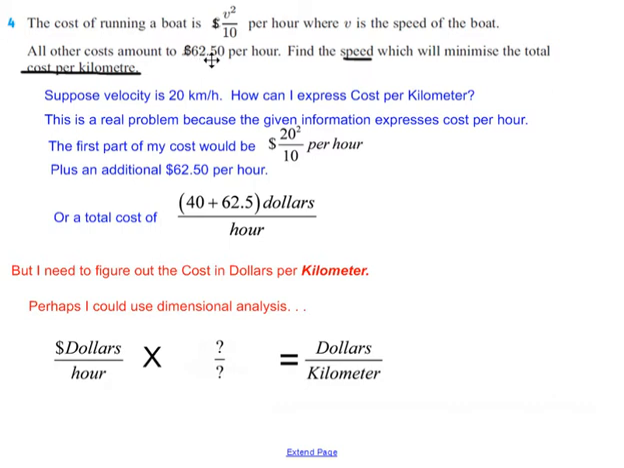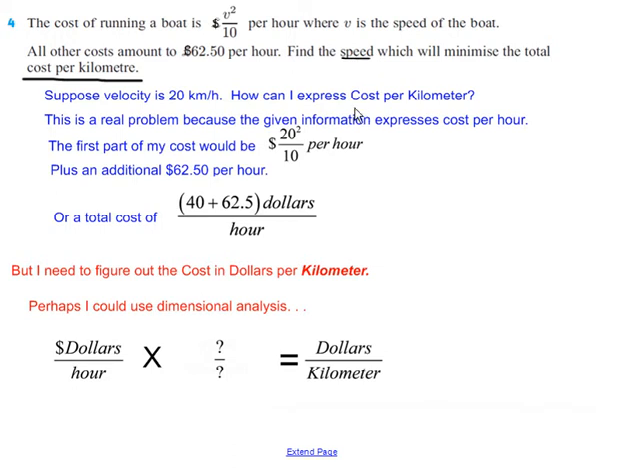And so if the question was asking find the speed which will minimize the total cost per hour, well, first of all, that would be a problem because the speed that would minimize the cost per hour would be 0, because the faster you go, the more cost per hour there is. But what they're actually asking for here is the speed which will minimize the total cost per kilometer. So that's what makes this problem a little bit more challenging. The purpose of this video is to unpack this a little bit and see if we can make sense out of how to write the appropriate equation.